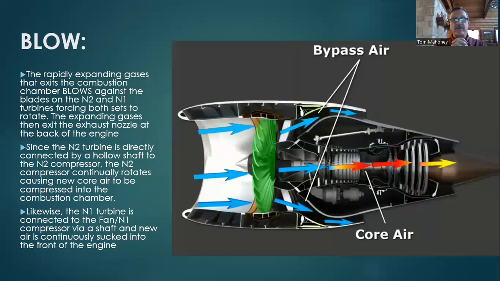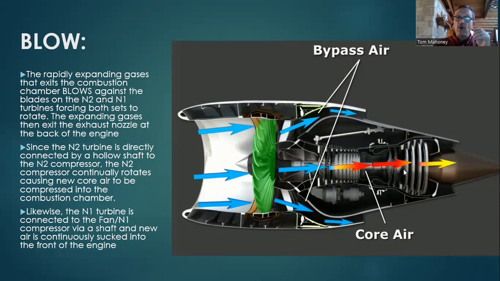So it blows past those turbines. Of course, if you blow air past the turbine, what's going to happen? Those turbines are going to start to rotate. If they're designed properly, they will rotate at a rather excessive amount of speed.